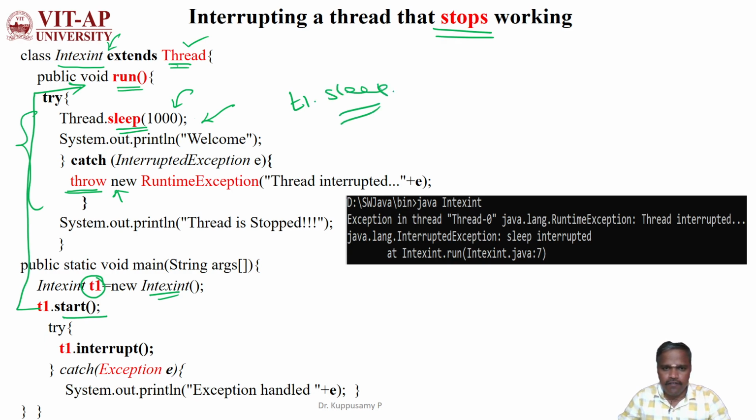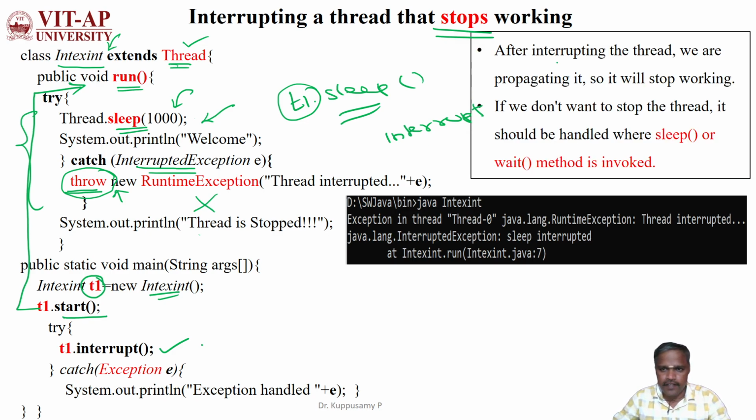So now we can use the interrupt method to wake up this sleeping thread into the active mode. I am using the interrupt method, but once I interrupt that sleeping thread, the InterruptedException occurs, and I am not handling that exception. I am just throwing that exception. Because of that, this program is entirely stopped from its execution. So after interrupting the thread by calling the method, we are propagating it to the next state, so it is stopping the program.